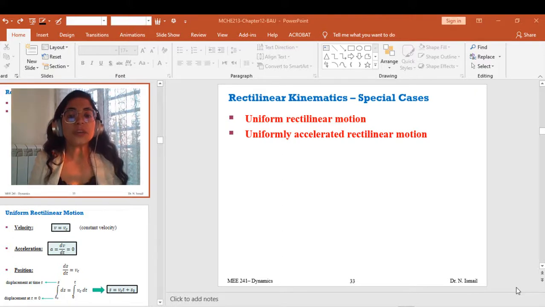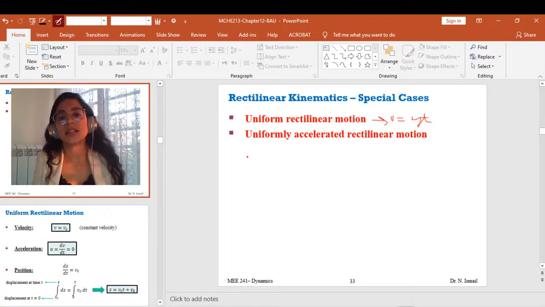Welcome back, guys. In this video, we're gonna use the derived equations from the previous video to find the equations governing the uniform rectilinear motion and the uniformly accelerated rectilinear motion. First of all, what about a uniform rectilinear motion? A uniform rectilinear motion means that the velocity is constant, all right? So if the velocity is constant, guys, then of course the acceleration will be equal to 0.